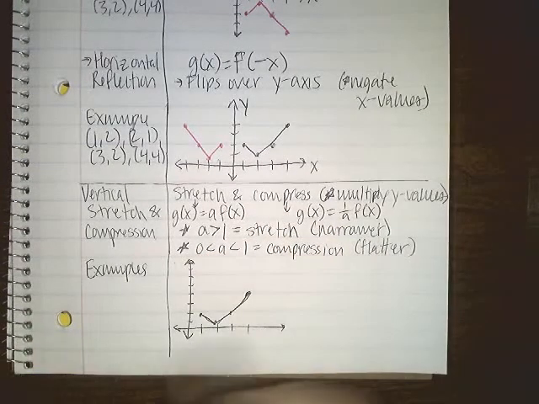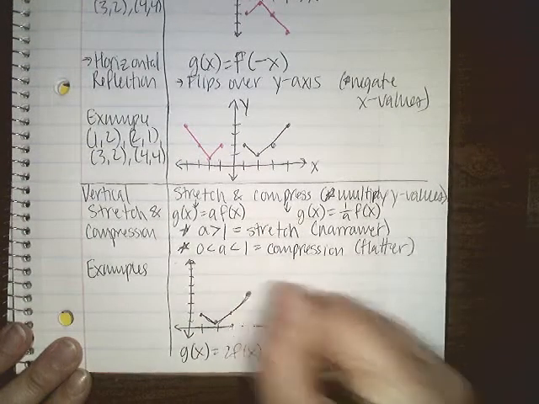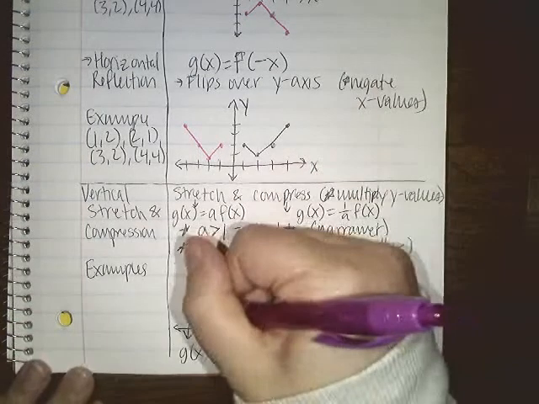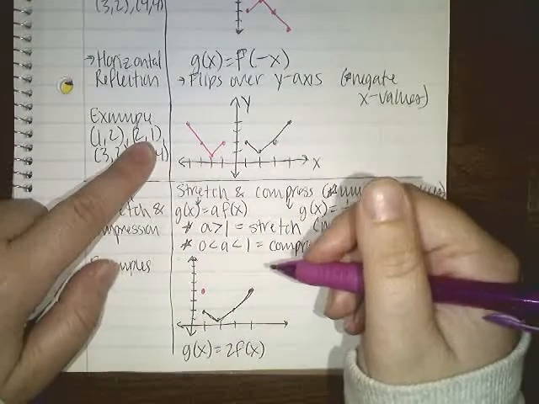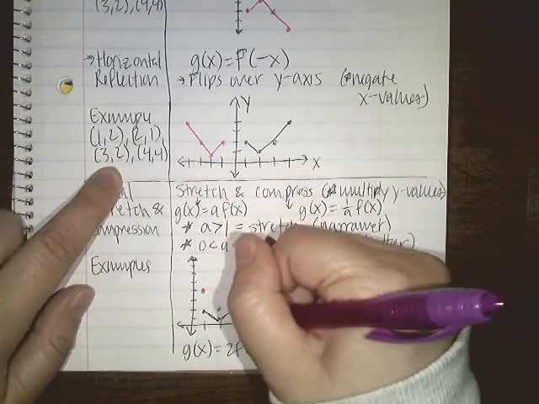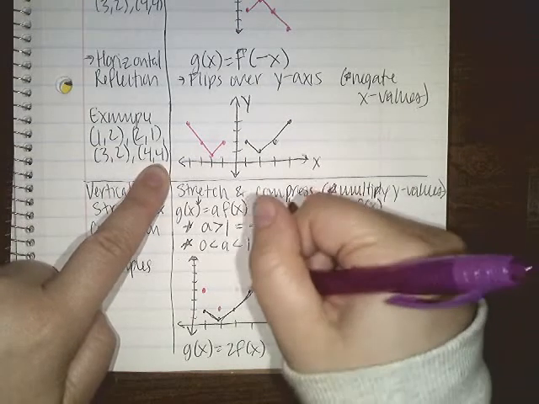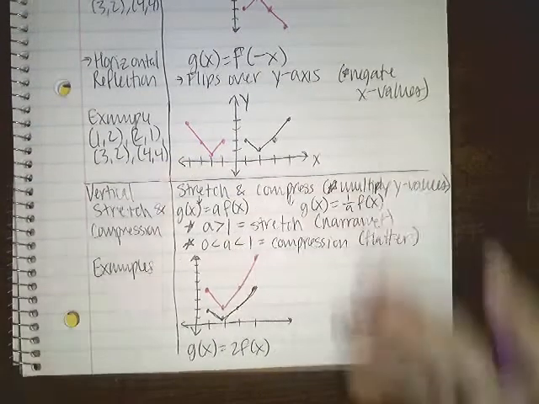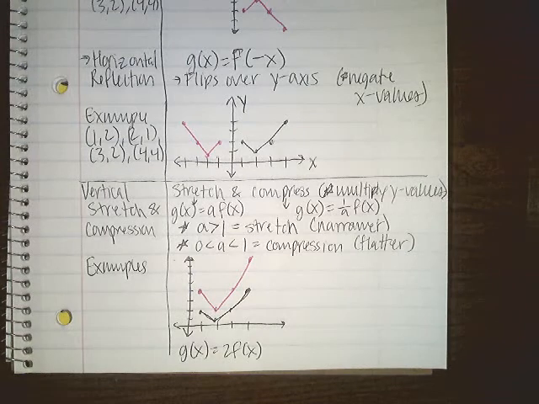And for this one, say my example was g of x is 2 times f of x, I'm going to multiply all my y values by 2. So I have 1 and then 2 times 2 is 4. So I'm going to plot the point (1, 4). 1 times 2 is 2, so I'm going to plot (2, 2). 3 times 2 is 4, so I'm going to plot (3, 4). And 4 times 4 is 8. So I'm going to plot 8 way up here. So as you see, it gets taller and narrower when we have a stretch like that.